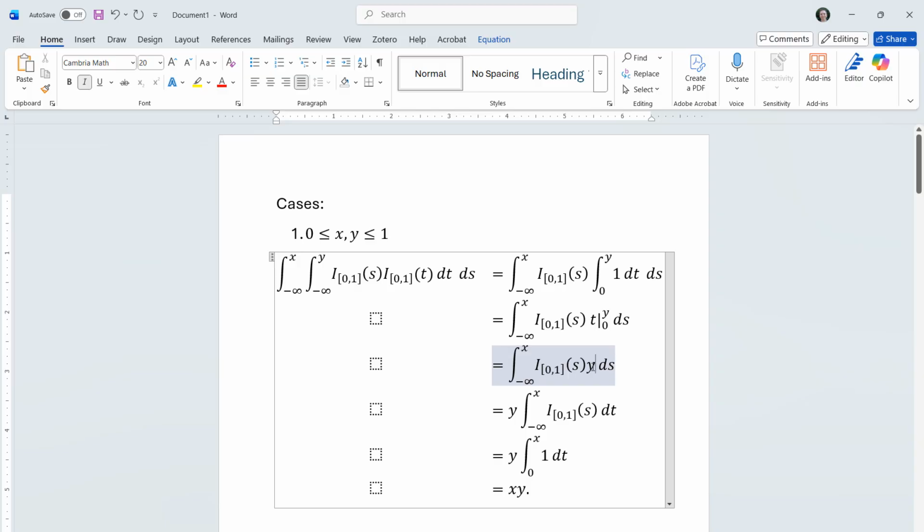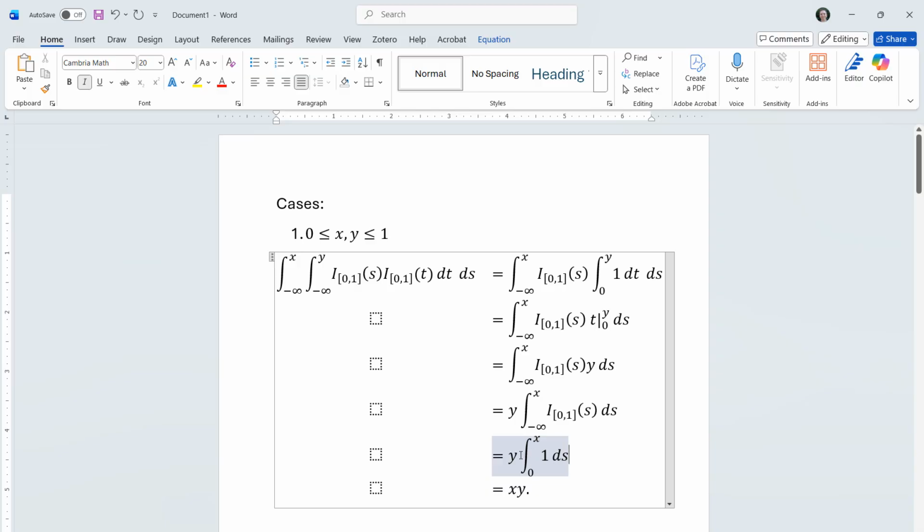So because this inner integral does not depend on y, we can actually factor that y out of the remaining integral. And so that remaining integral is integrated from negative infinity up to x, the indicator function from 0 to 1 of s with respect to s. And because of this indicator function, we can rewrite this integral.